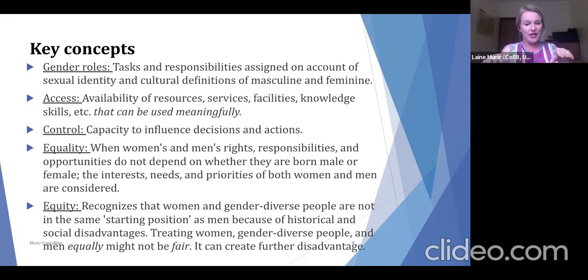Equality is that idea that men and women have equal rights, responsibilities, opportunities, often on paper. So you can have legal equality between men and women. It doesn't really translate into the dinner table at night within a family, right? So equality is about the rules that are there. And then equity to me is about what actually happens.